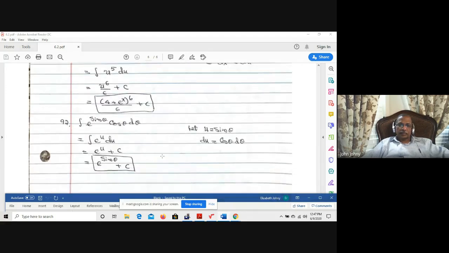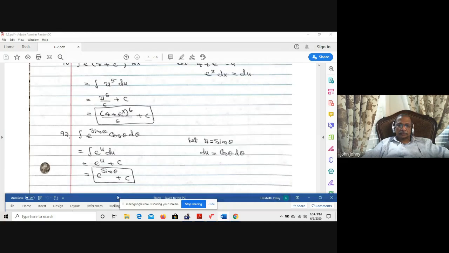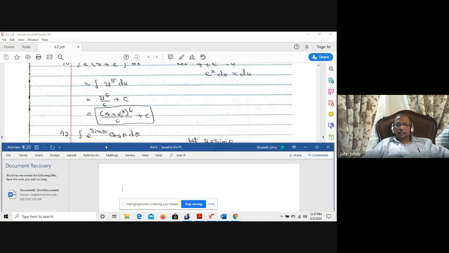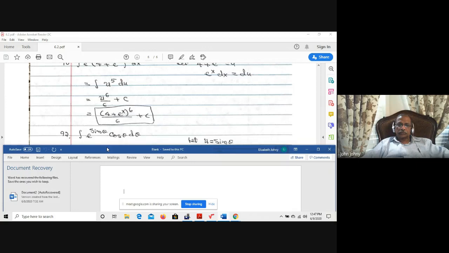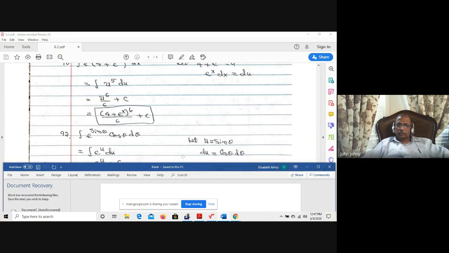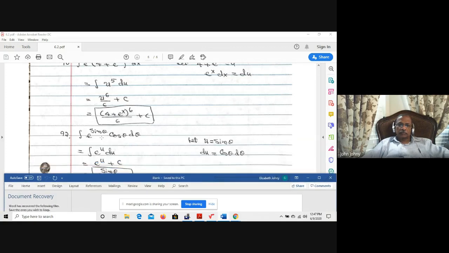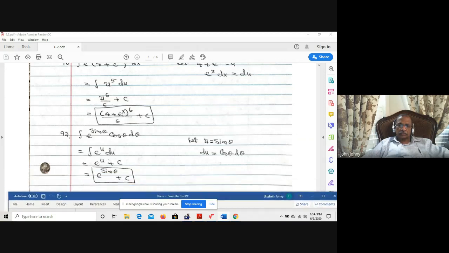Last question. This is question number 92. e to the sine theta times cos theta. So you substitute u is equal to sine theta. So sine theta is u. When you differentiate, you get du over d theta is cos theta. So cos theta d theta is du. So this becomes e to the u du, and the integral of e to the u is e to the u itself. So e to the u plus c, that is e to the sine theta, because u is sine theta. So e to the sine theta plus c.